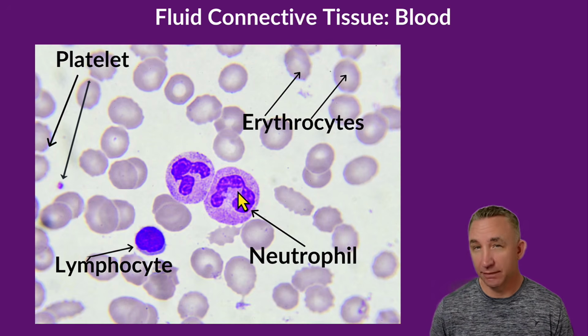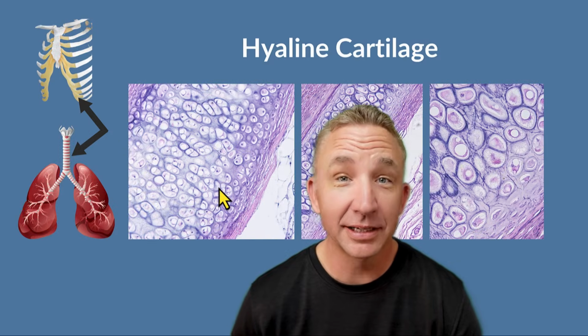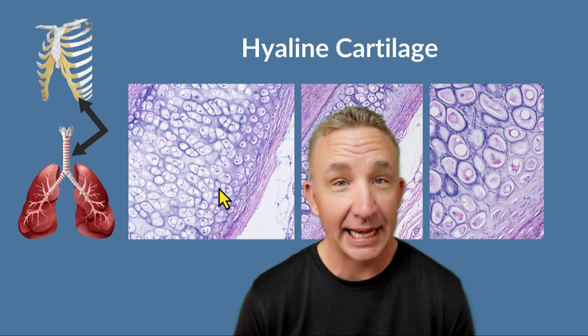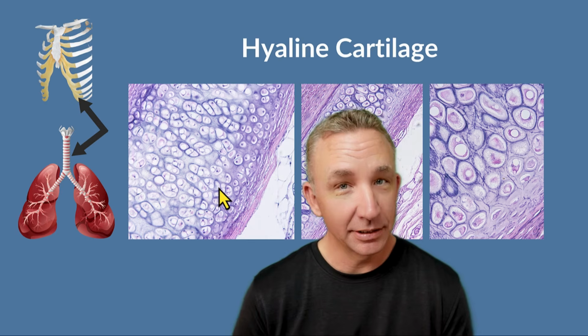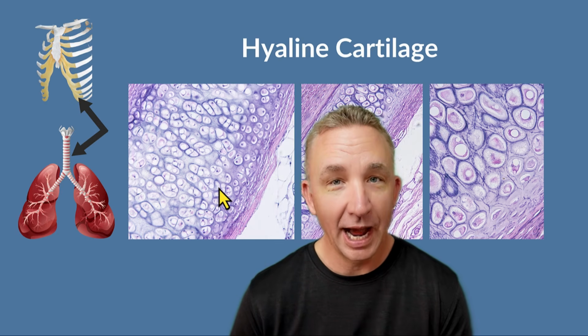Remember, you're looking at a fluid connective tissue. This is histology of hyaline cartilage. Hyaline meaning that it looks clear or glassy, because when we look at the slide, some of the cells that we see that are specialized have a glassy appearance to them. We're looking at hyaline cartilage.